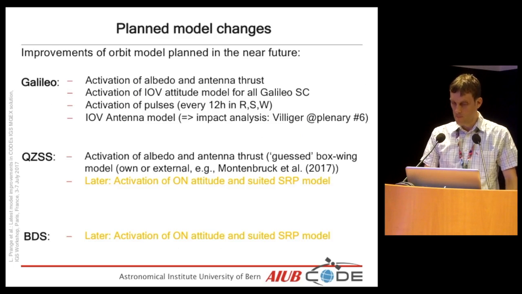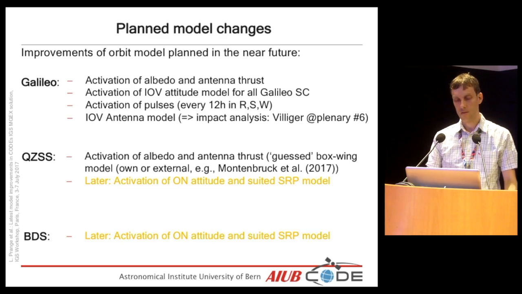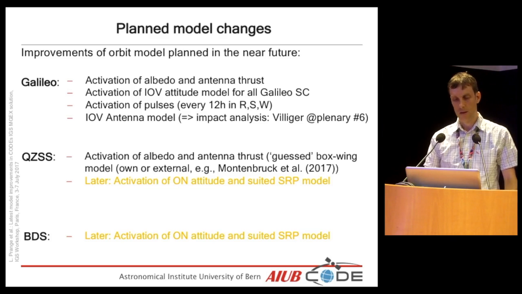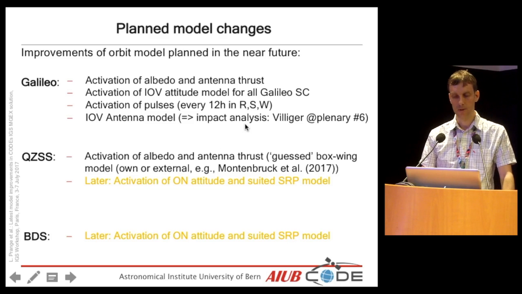So we plan some significant model updates related to these issues. For Galileo and QZSS, we would like to add albedo and antenna thrust modeling, and we would also like to activate the attitude model for Galileo. We would like to activate pulses like we do already for GPS and GLONASS. And yes, we also have to think about the antenna model. Discussion will be provided by my colleague Arturo Filiger in plenary session 6.